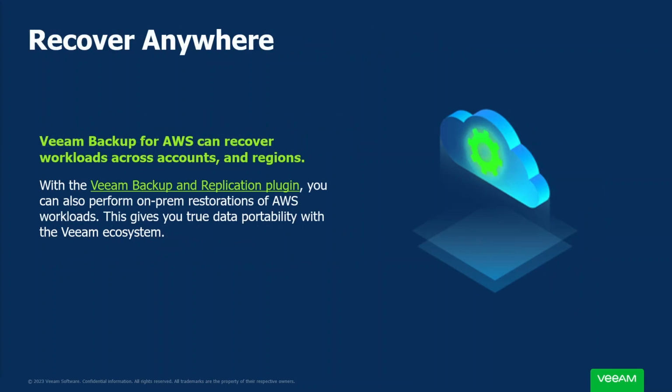With Veeam Backup for AWS, you can recover workloads across accounts and regions. With the Veeam Backup and Replication plugin, you can also perform on-prem restorations of EC2 machines and run them locally in a VMware or Hyper-V environment. You can also create backup copy jobs to store backed up data of EC2 instances into different locations, thus bringing you really truly portable data.